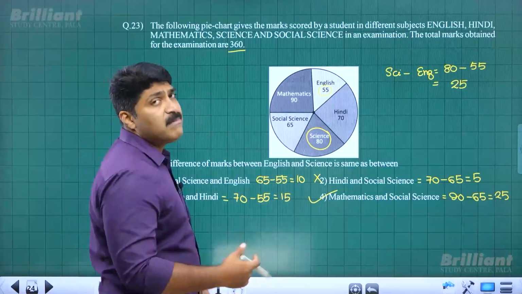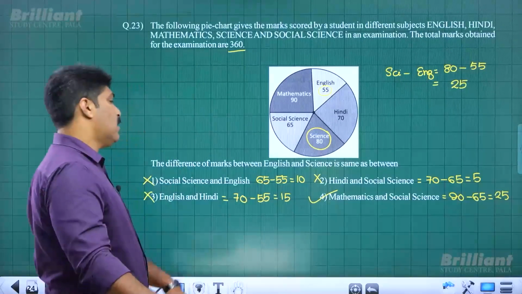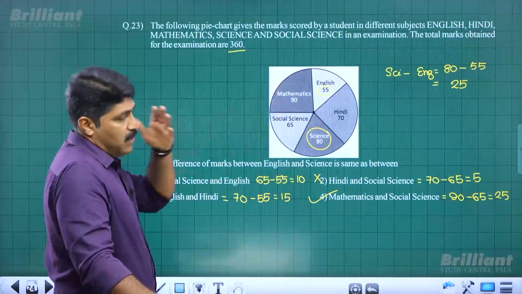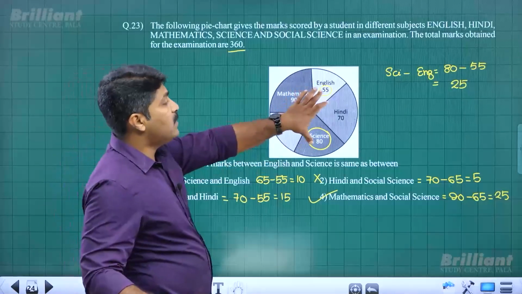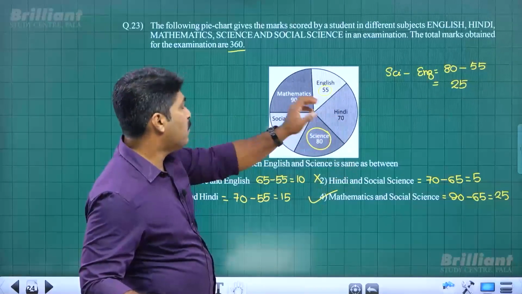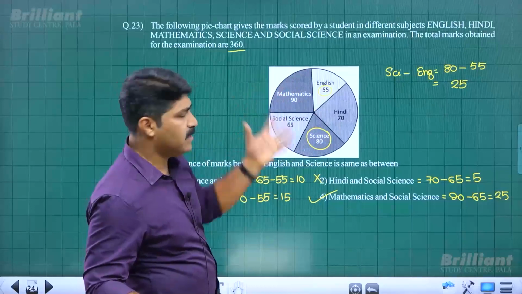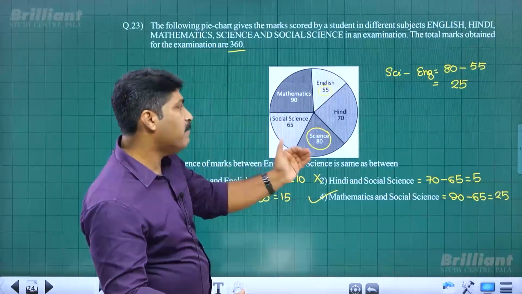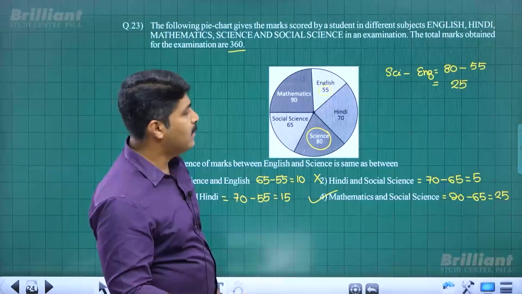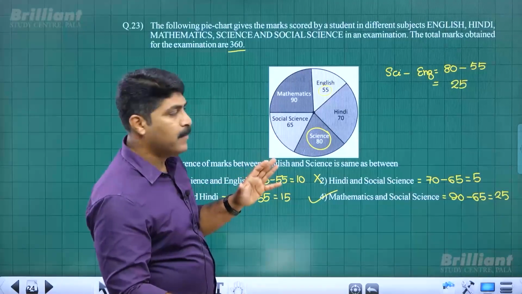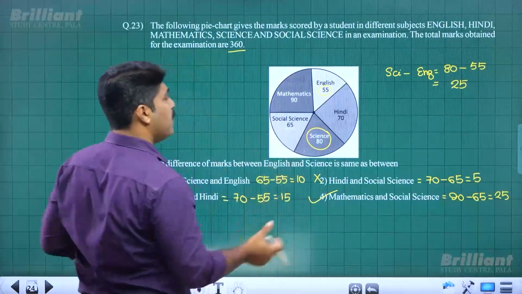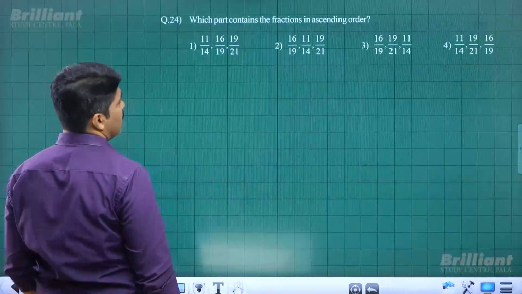It's not mandatory that you have to check all the options like this. You just simply observe the set of values. Here we got this difference equal to 25. So out of this set of values, we have to consider which pair will make the same difference of 25 again. Through that way also you can reach the conclusion for such a type of question, instead of doing this type of entire testing.